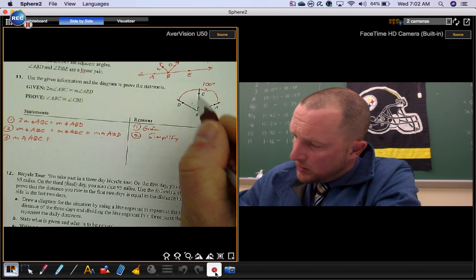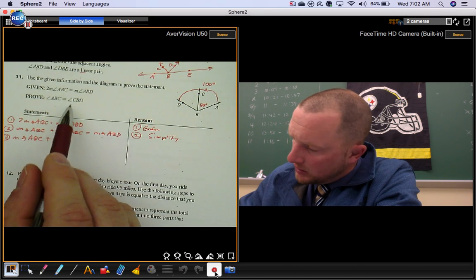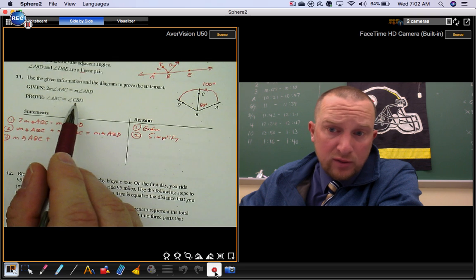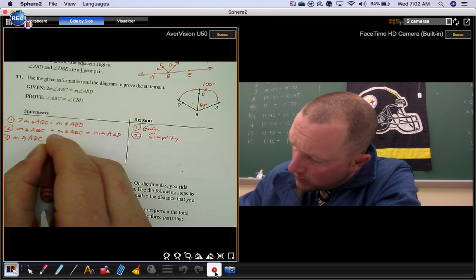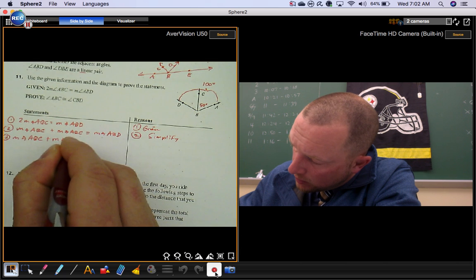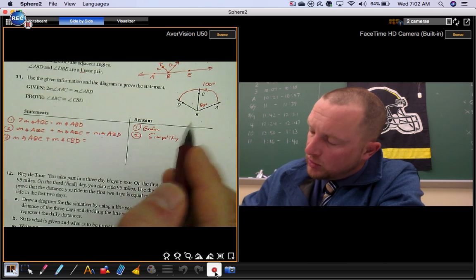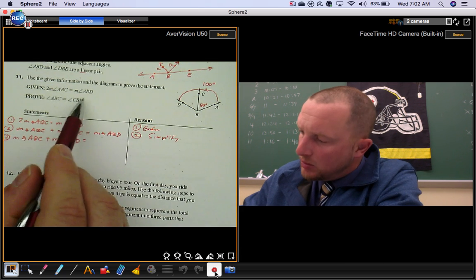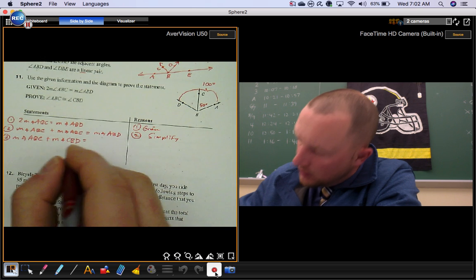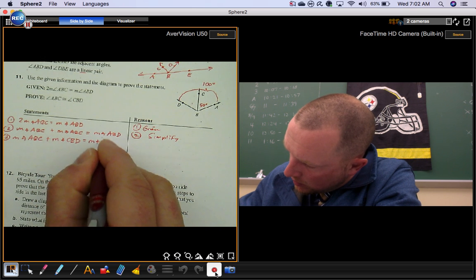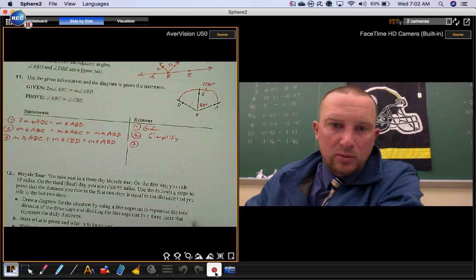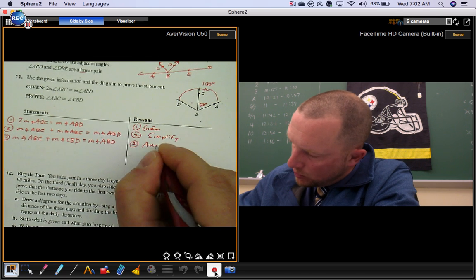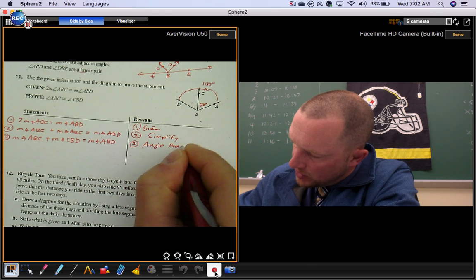The other angle is angle CBD, and I notice if you look in your proof, they're calling it angle CBD as well, so don't call it angle DBC. Those 2 little angles make the big angle, angle ABD. Two little angles make a big angle. That's angle addition postulate.